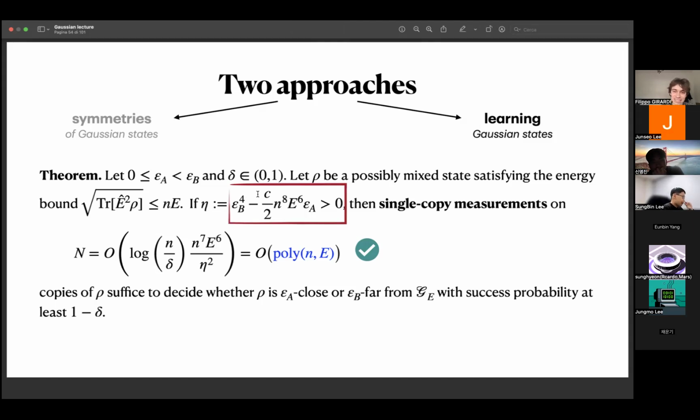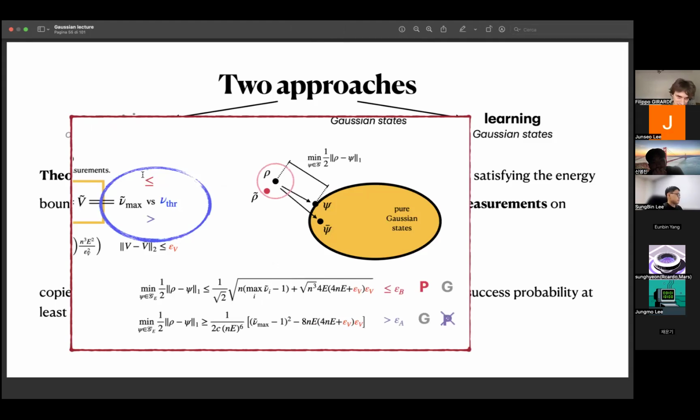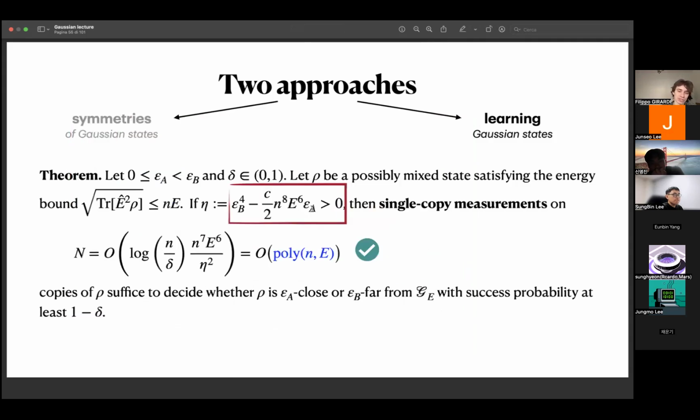Why is this needed? Well, if we go back to the previous slide, the reason might be clear. The fact is that in order to make these two inequalities imply these two inequalities at the same time and for arbitrary states, then you really need a bound. You cannot take epsilon b and epsilon a arbitrarily close. Otherwise, due to the specific form of these upper and lower bounds, you will not be able to ensure the two conditions at the same time. But of course, if you set epsilon a equal to 0, which is exact testing of Gaussian states, then the condition is satisfied.